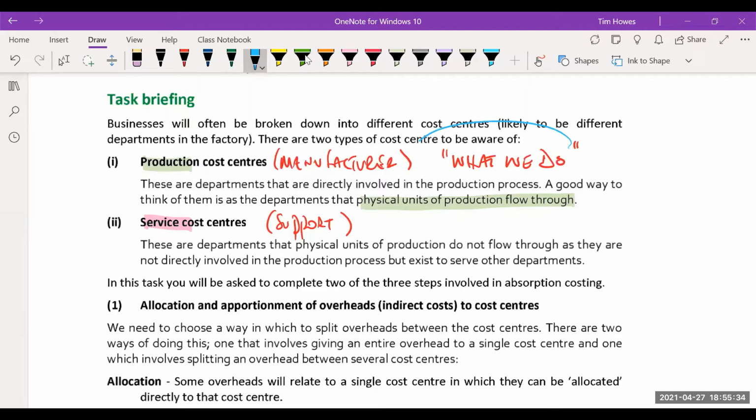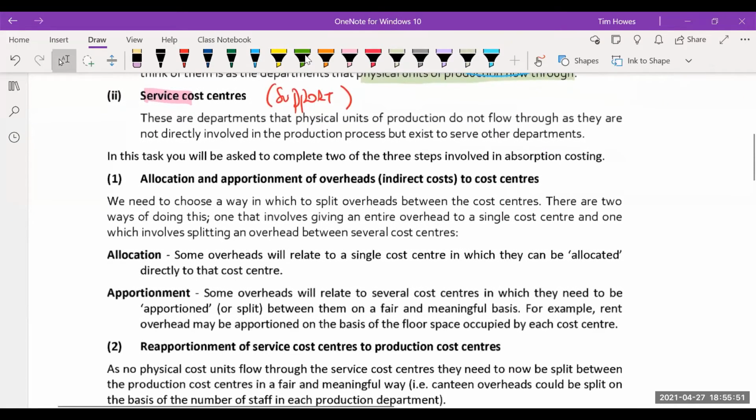So what we do could be a service. I don't want the word service to be misconstrued when you're reading through the scenario that they give. There's what we do, and then there's the support, okay? And that's the most important part.